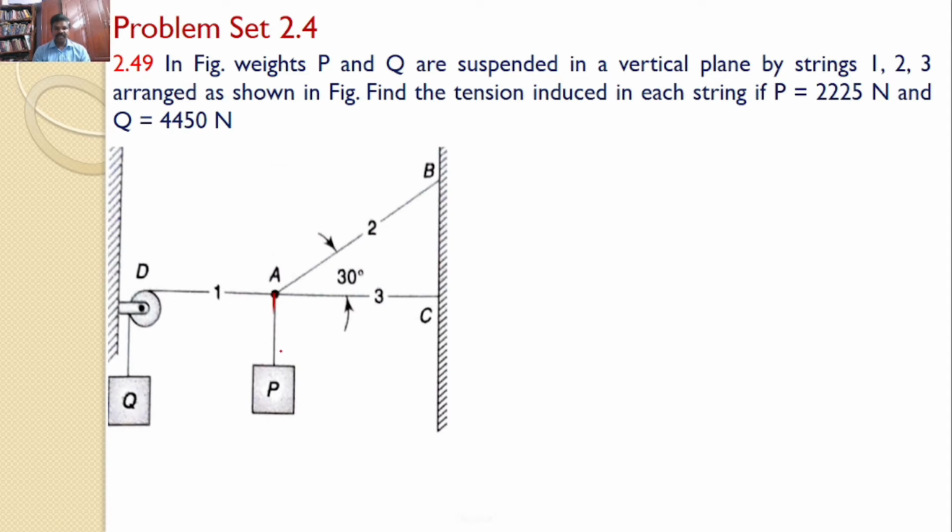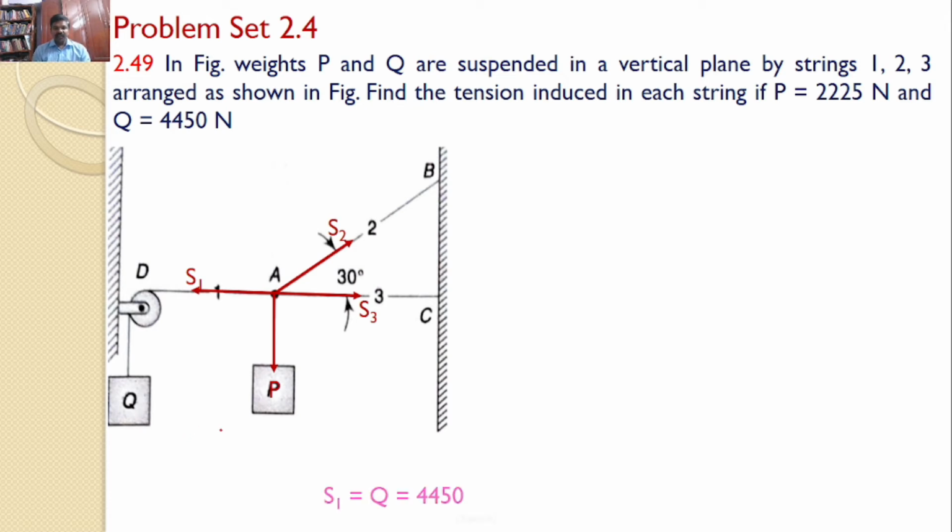The first force, of course, is the self weight, that is P. The second force is the force along string 1, which is along the string and away from the point, so it is S1. Similarly, the force along string 3 is along the string and away from the point. And similarly, the last force, that is S2, acts along the string and away from the point.